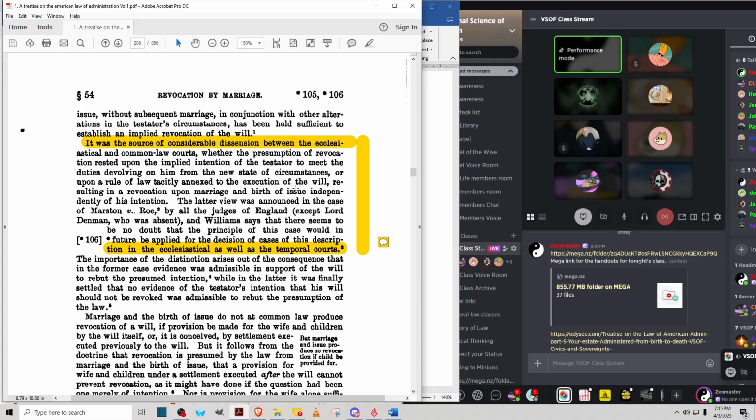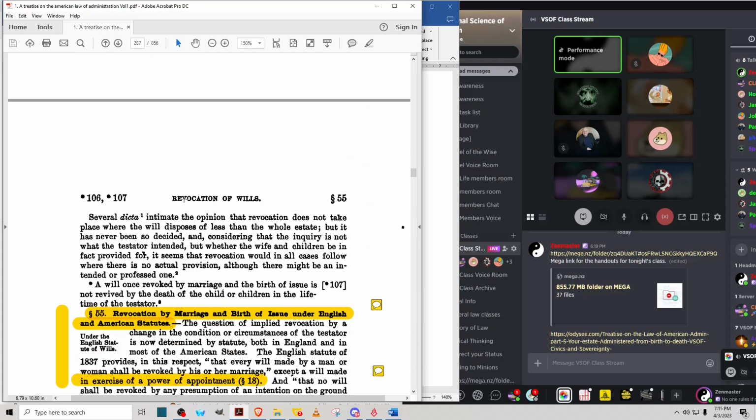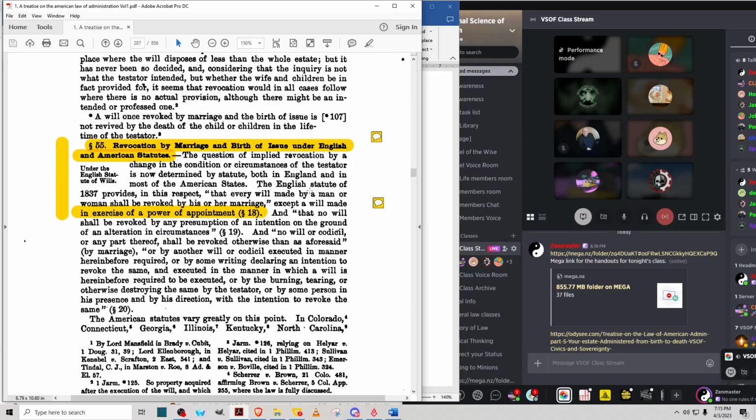All right. So now I'm going to jump down to section 55. Revocation by marriage and birth of issue under English and American statutes. So the common law courts and ecclesiastical courts have been stated above as to what they see regarding these matters. Now comes Roman civil law in the form of statutes. The question of implied revocation by a change in the condition or circumstances of the testator is now determined by statute, both in England and in most of the American states.